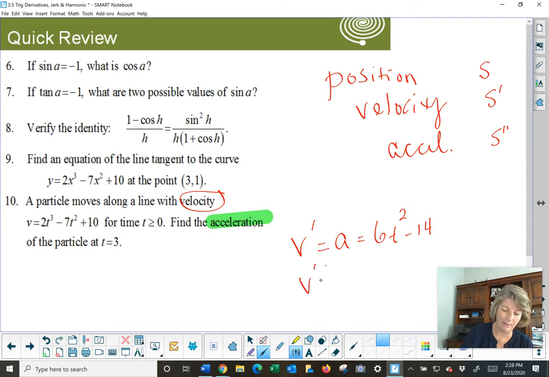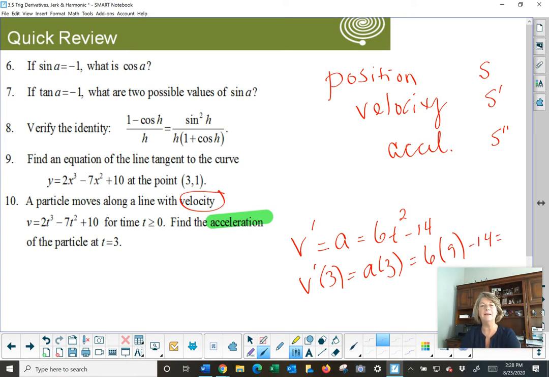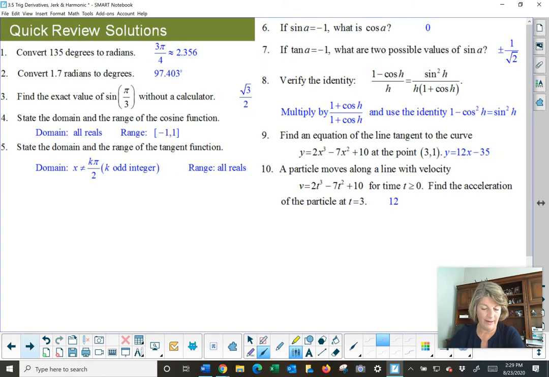All right, v prime of 3, or a of 3, would turn out to be 6 times 9 minus 14. Oh, duh. It's just like what we had done before, isn't it? I could call that 12. So I used it as tangent line information, but it's also acceleration because we started with what we called the velocity function. Sweet. All right.